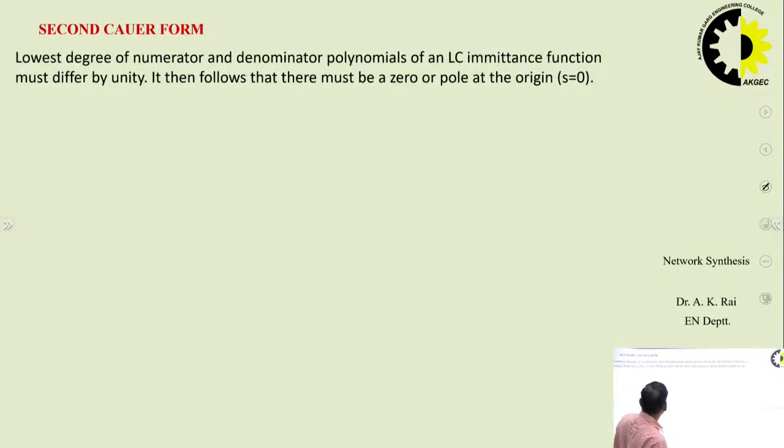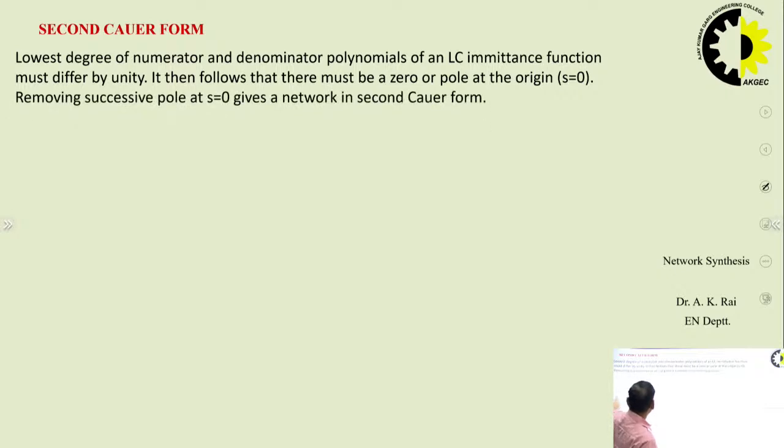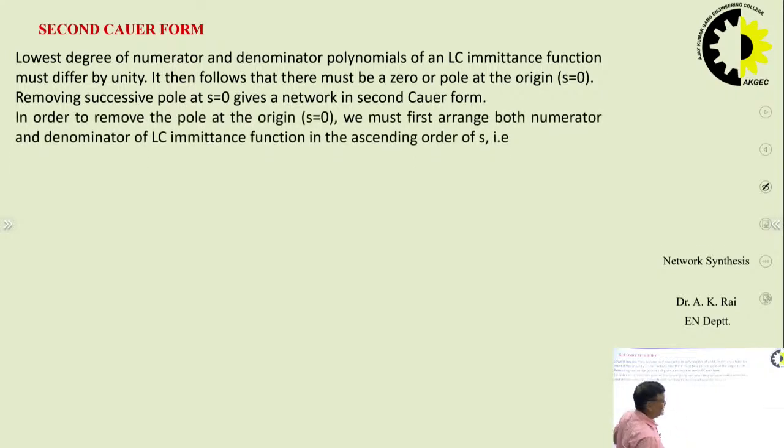Cauer second. The lowest degree of numerator and denominator polynomials in an LC admittance function must differ by unity. So it then follows that there must be a 0 or pole at origin. So removing successive pole at s equal to 0 is continued fraction expansion about origin. Okay, that is Cauer second. Continued fraction expansion about infinity, that is Cauer first. So what we do generally to get the Cauer second, we arrange the polynomials in ascending order and then carry out the division.